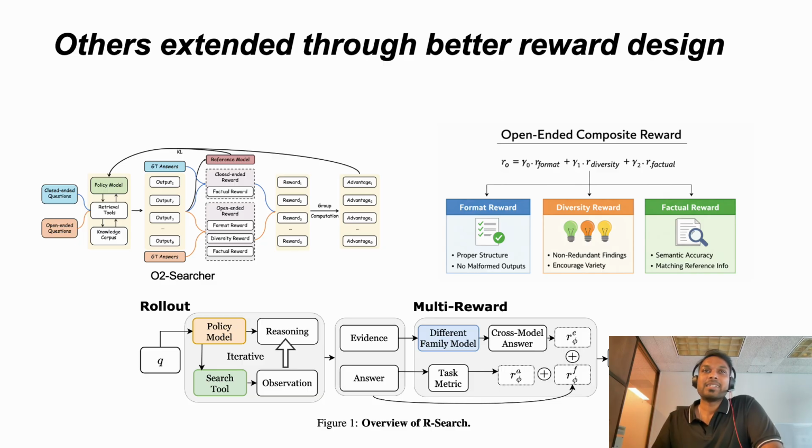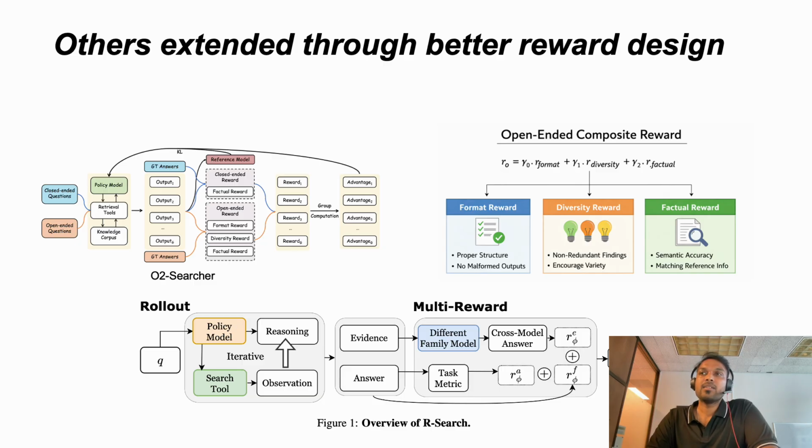So essentially, by simply designing your reward functions, you can imagine the number of tasks that you can extend such a framework to. So O2 Searcher, for instance, here they performed question answering for long form tasks, and hence they rewarded rollouts for format correctness, diversity, and factuality.